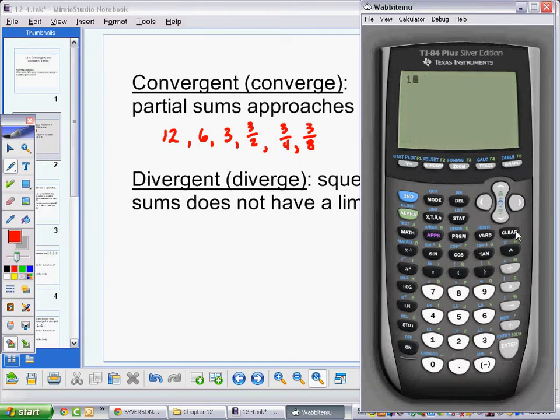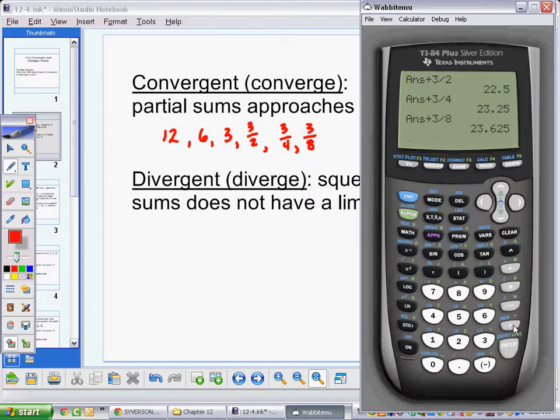As I add my numbers together, I have 12, plus 6, that gives me 18, plus 3, I'm going up by smaller amounts, 21, plus 3 halves, that gives me 22.5, so I've gone up an even smaller amount, plus 3 quarters, going up an even smaller amount, 23.25, plus 3 eighths. So I'm still in that 23 range now.